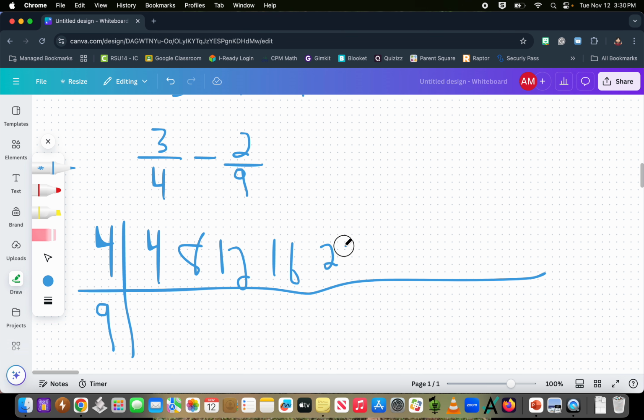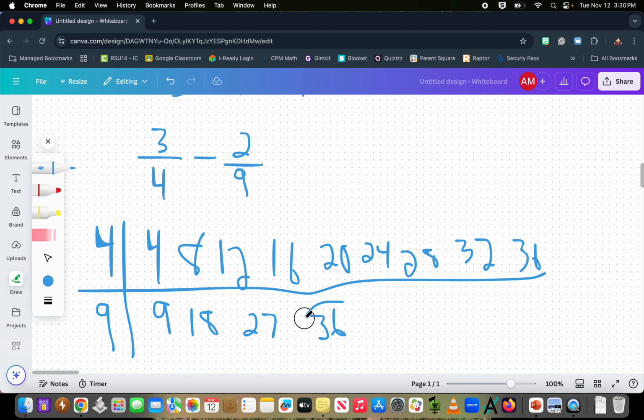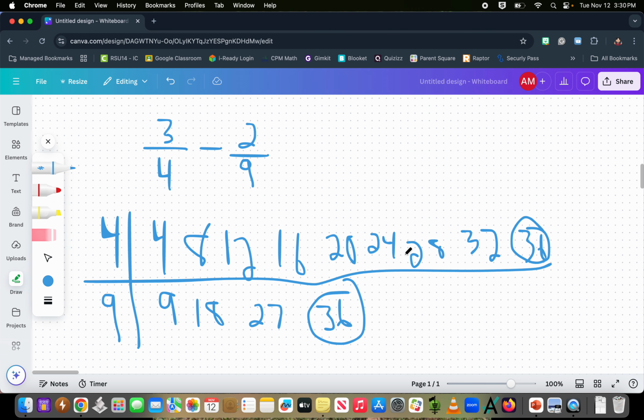So I'm going to write them out. 4, 8, 12, 16, 20, 24, 28, 32, 36. We got 9, 18, 27, 36. So our common denominator is 36.